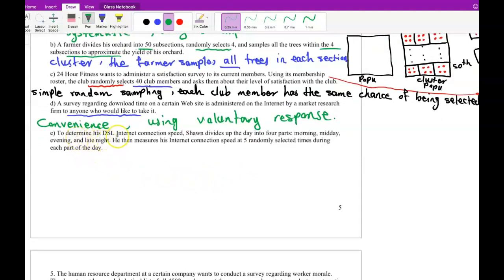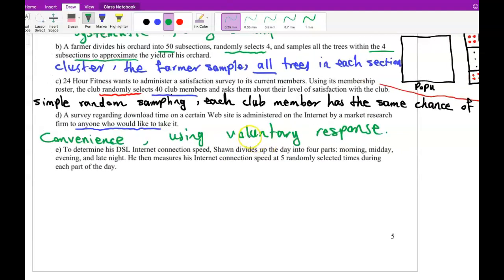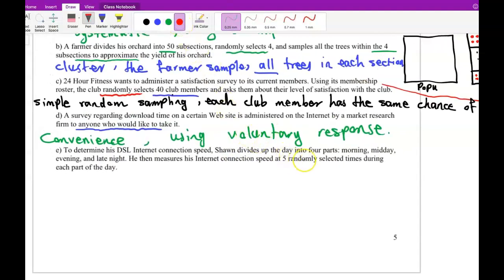Part E. To determine his DSL internet connection speed, he divides up the day into 4 parts: morning, midday, evening, and late night. He then measures his internet connection speed at 5 randomly selected times during each part of the day. This is stratified.